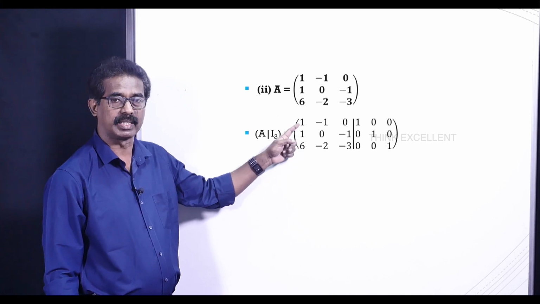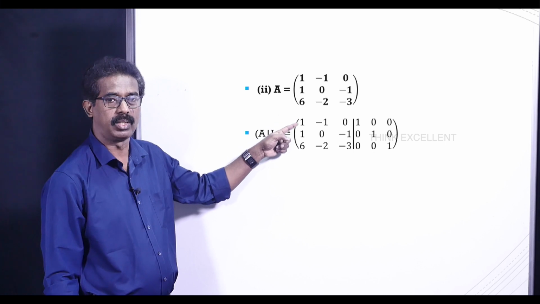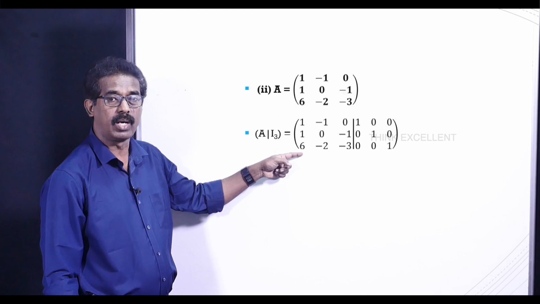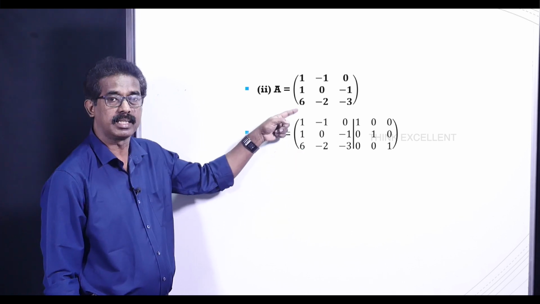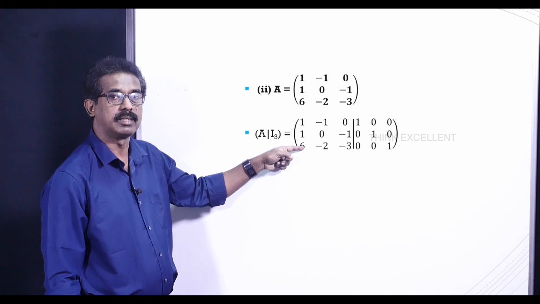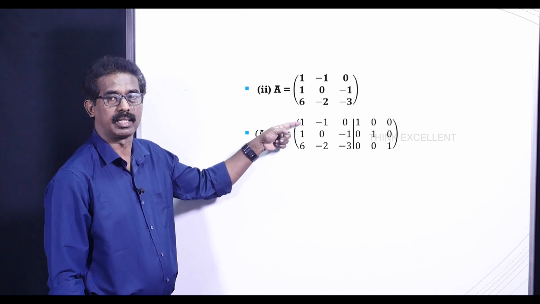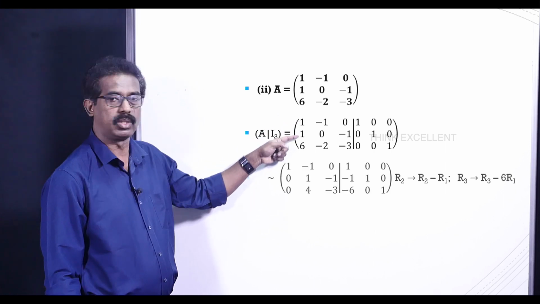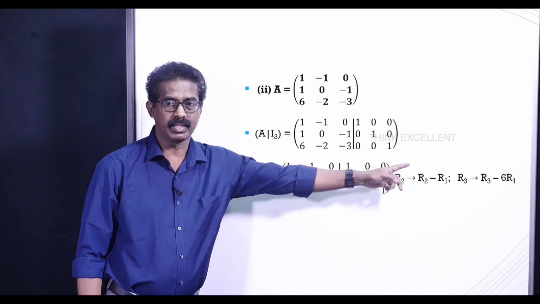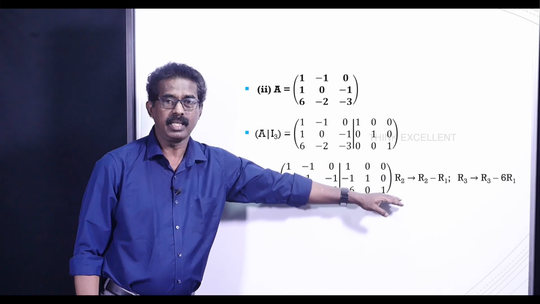1 only, right? First row, first element is 1. I want to make this 0. How can you make 0? 1 minus 1. So what step you write? R2 is R2 minus R1. This 6, how can you make 0? 6 minus 6. So R3 is R3 minus 6 R1. So in that case you will be getting these steps. Here I am writing one after the other, but better you can write this condition, and below that you can write the second condition.